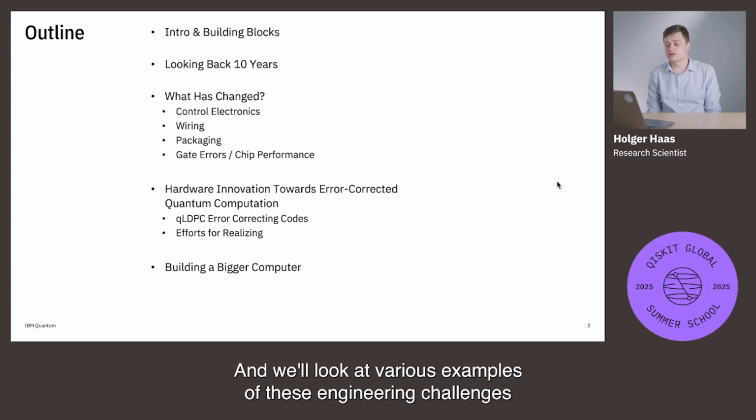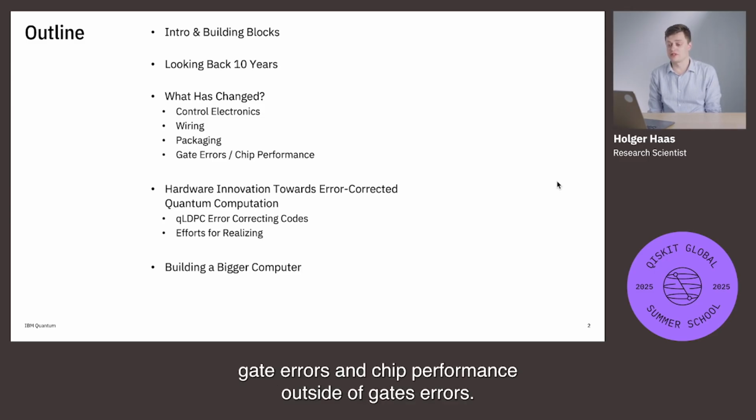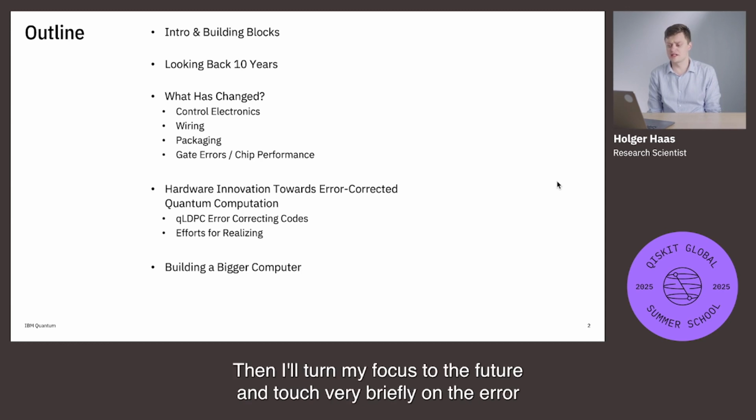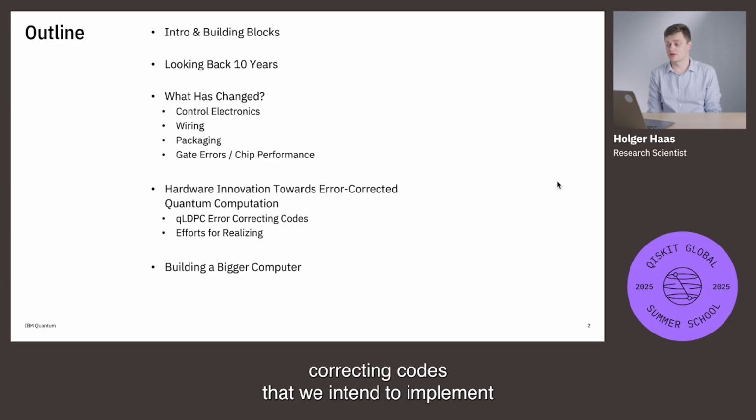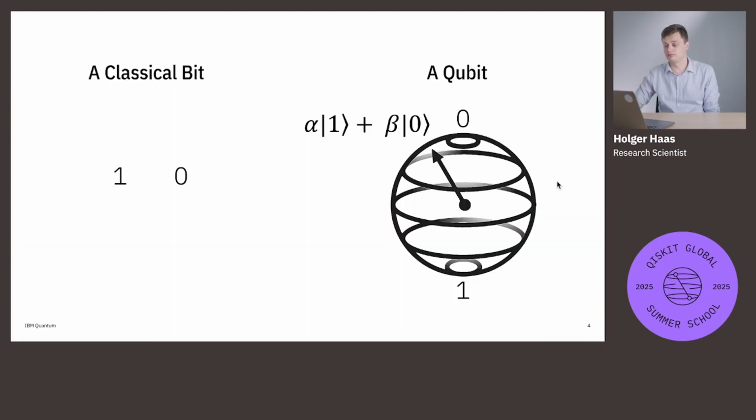And we'll look at various examples of these engineering challenges that we've tackled, specifically control electronics, wiring, packaging, gate errors and chip performance outside of gate errors. Then I'll turn my focus to the future and touch very briefly on the error-correcting codes that we intend to implement with our future hardware and lay out our plan for it.